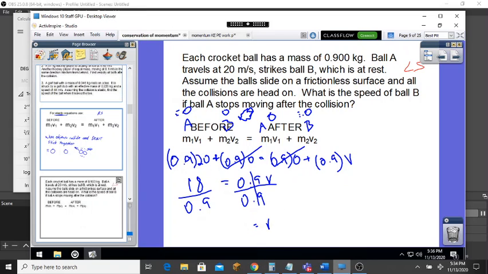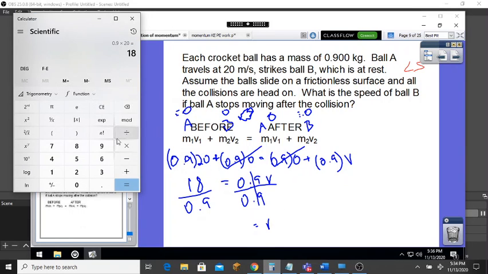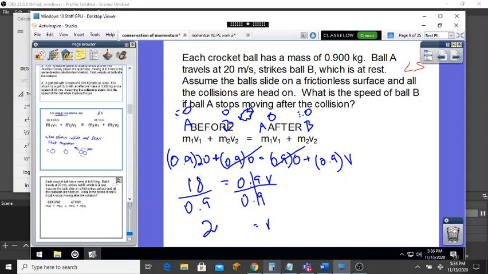V ends up being 18 divided by 0.9. And that gives me 20. So it transferred all its energy. Okay.